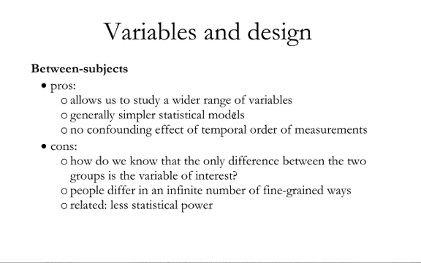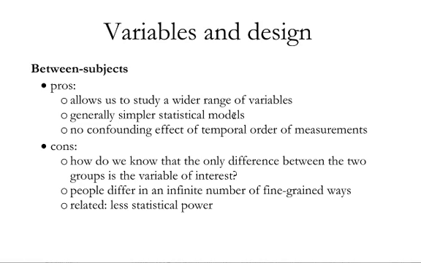The cons or the drawbacks of this approach, and these are big. We're going to elaborate on these a lot. So drawback one, how do we know that the only difference between the two groups is the variable of interest? Right? If we put some people in the learning examples from real life educational program and other people in the memorizing things by rote from a textbook learning program, we find some difference between those two groups, but how do we know that the relevant difference between those two groups is just the educational intervention that they were given? We don't know that because people differ in an infinite number of fine-grained ways, some of which are going to be relevant to learning outcomes, some of which aren't.